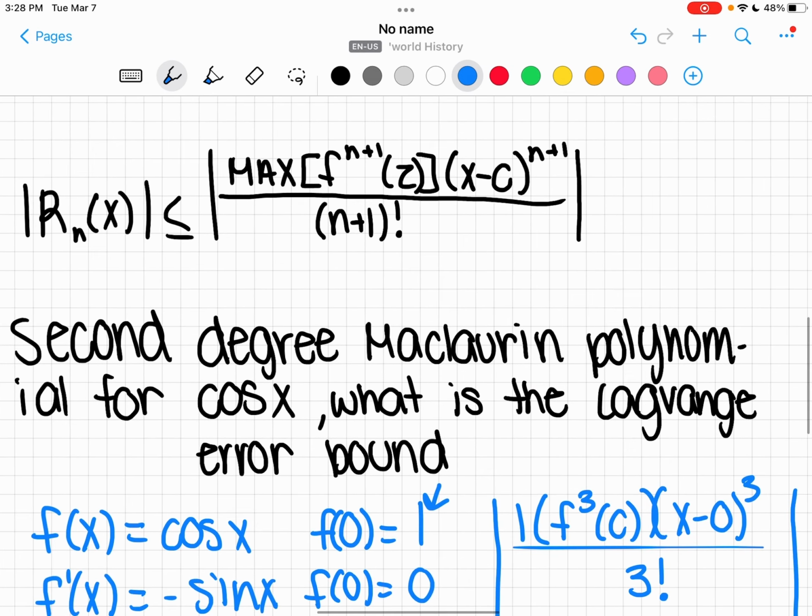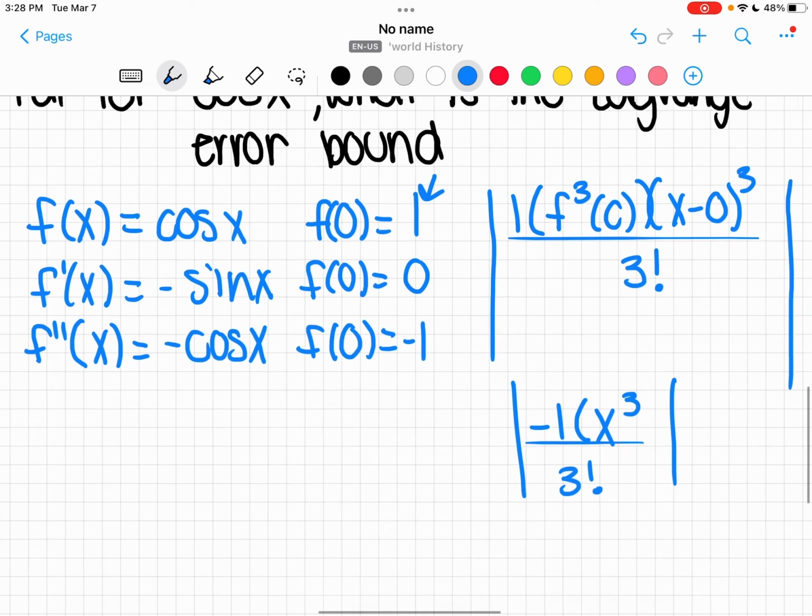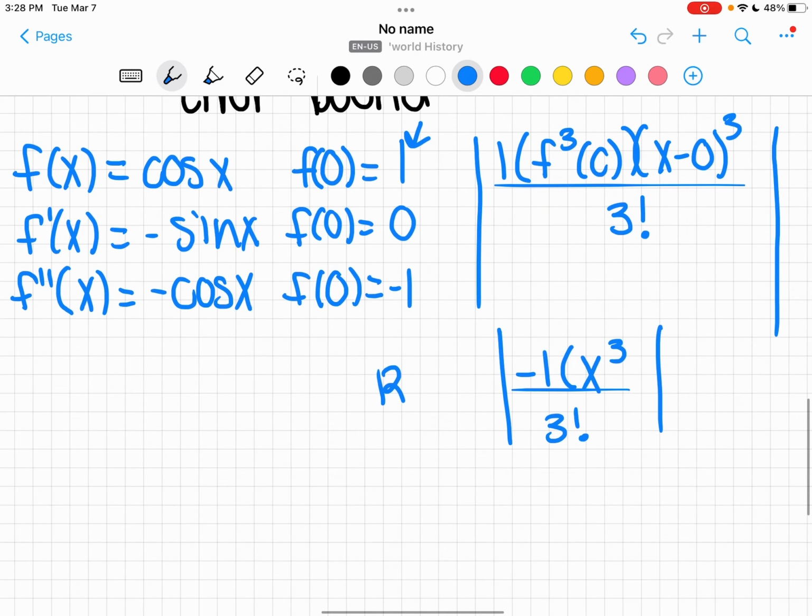And we know that our error bound has to be less than that. So we're going to do the absolute value of Rn is going to be less than or equal to negative x to the power of 3 over 3 factorial.